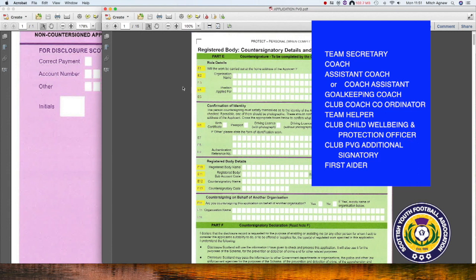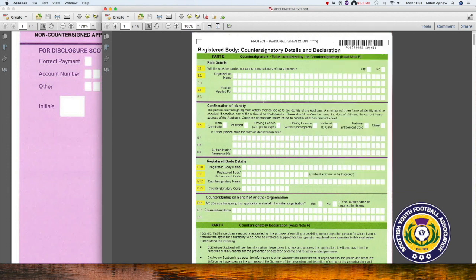It would be coach with a 1.2 or above, or assistant coach or club coach assistant, goalkeeping coach, club coach coordinator, team helper not club helper, club child wellbeing and protection officer, or club PVG additional signatory, first aider. Notice nowhere on this list is the word official. You cannot use the word official. And remembering, of course, if it's a first aider, we have ticked protected adults on page 1.